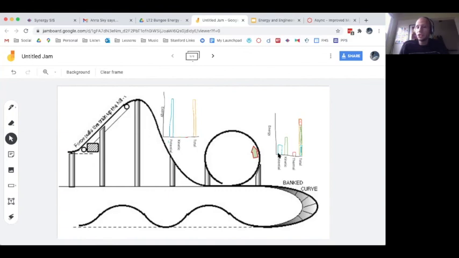Remember that potential is always based on how high off the ground it is. So if the roller coaster is right on the ground, like over here, then the potential is going to be 0. If it's higher up, like on a hill, the potential energy is going to be higher. Kinetic energy is related to how fast the roller coaster is going. So the faster the roller coaster is going, the more kinetic it has.